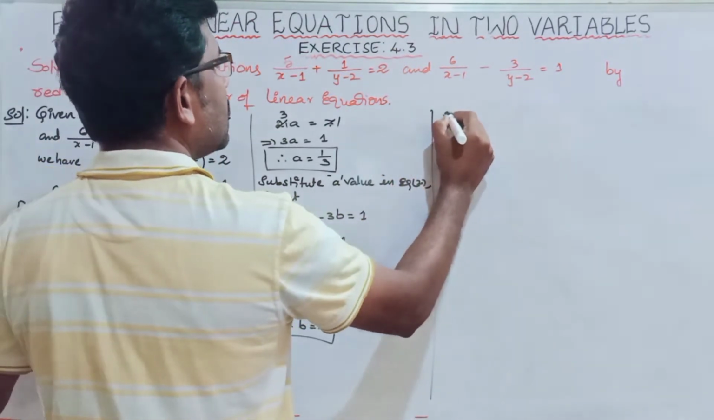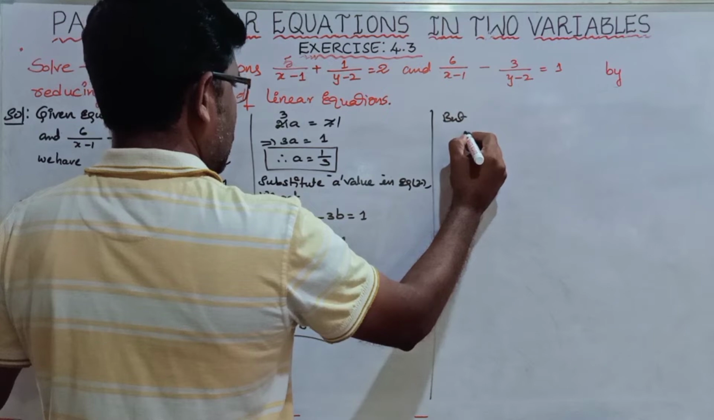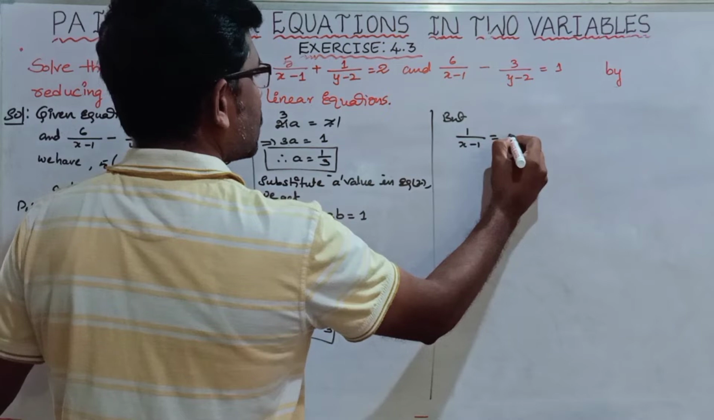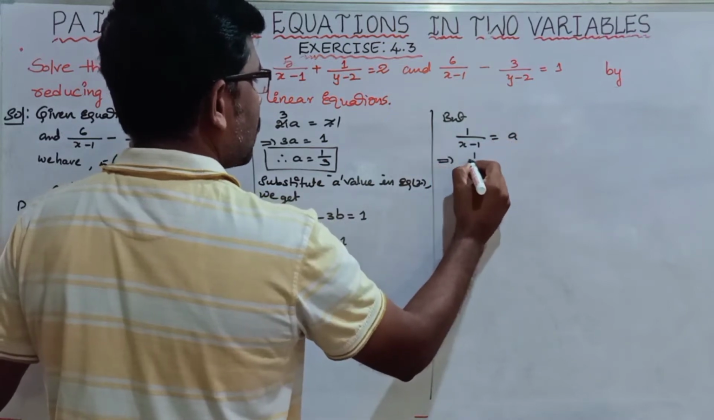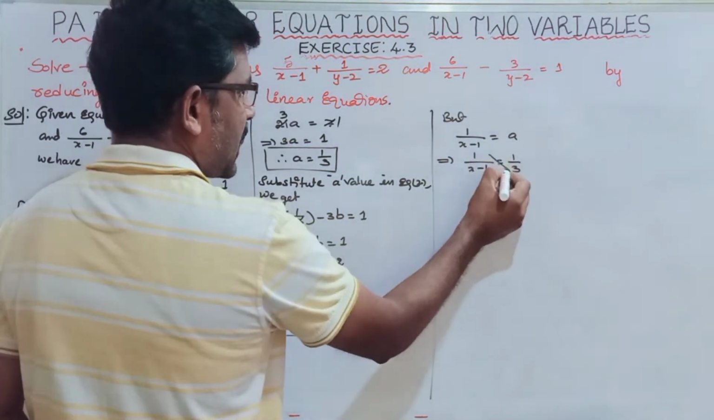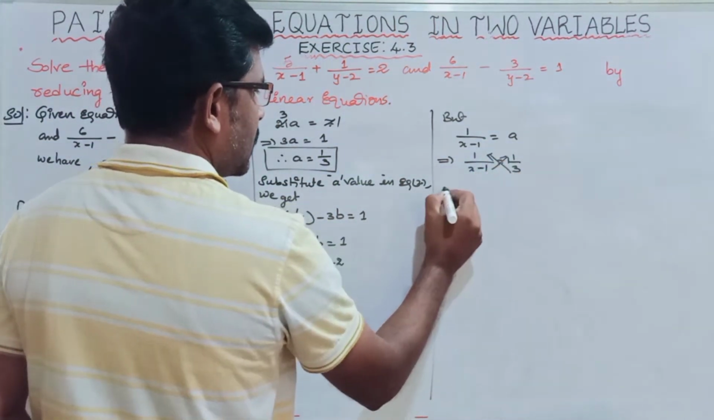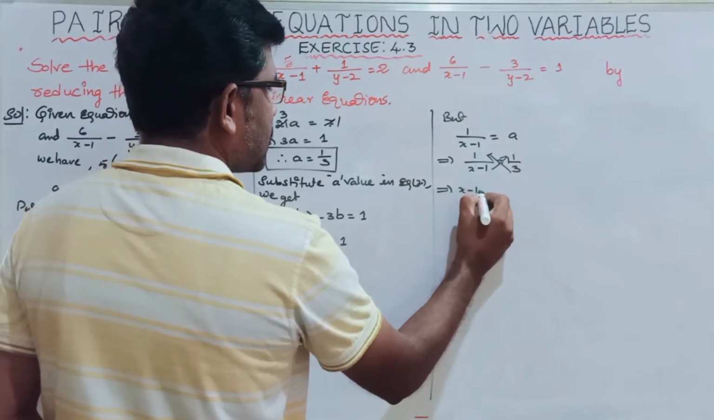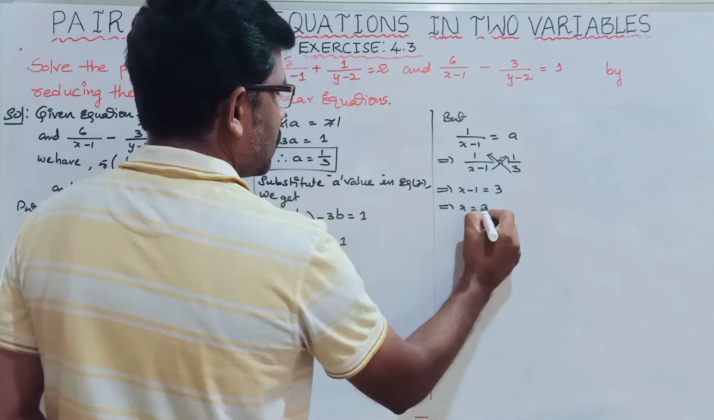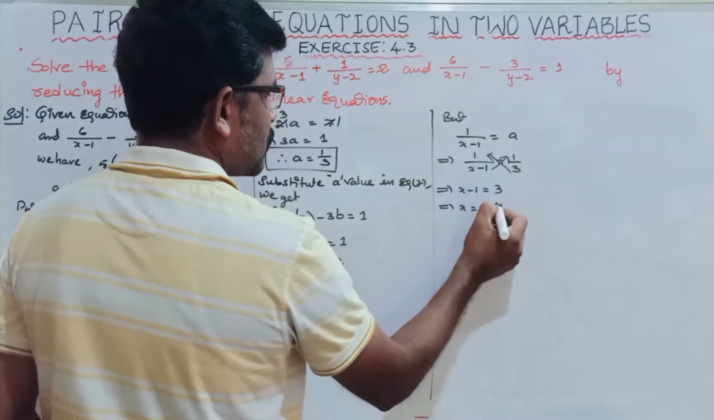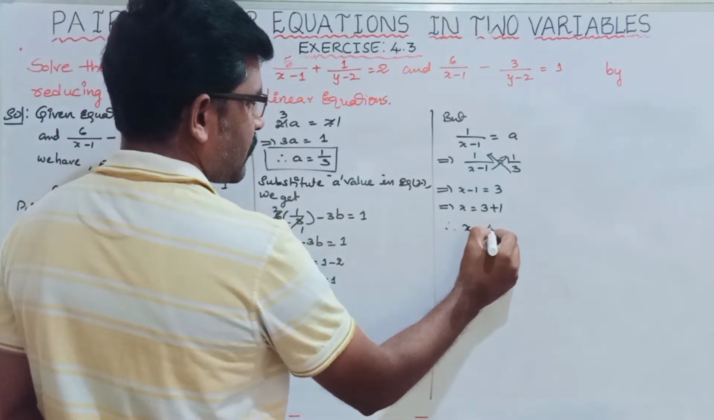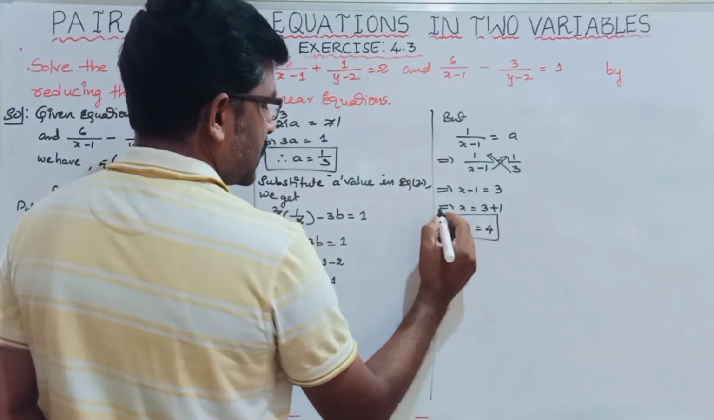But 1 by (x minus 1) is equal to a. It implies 1 by (x minus 1) is equal to 1 by 3. By cross multiplication, x minus 1 is equal to 3. It implies x is equal to 3 plus 1. Minus 1 transposed to that side becomes plus 1. Therefore, x is equal to 4.